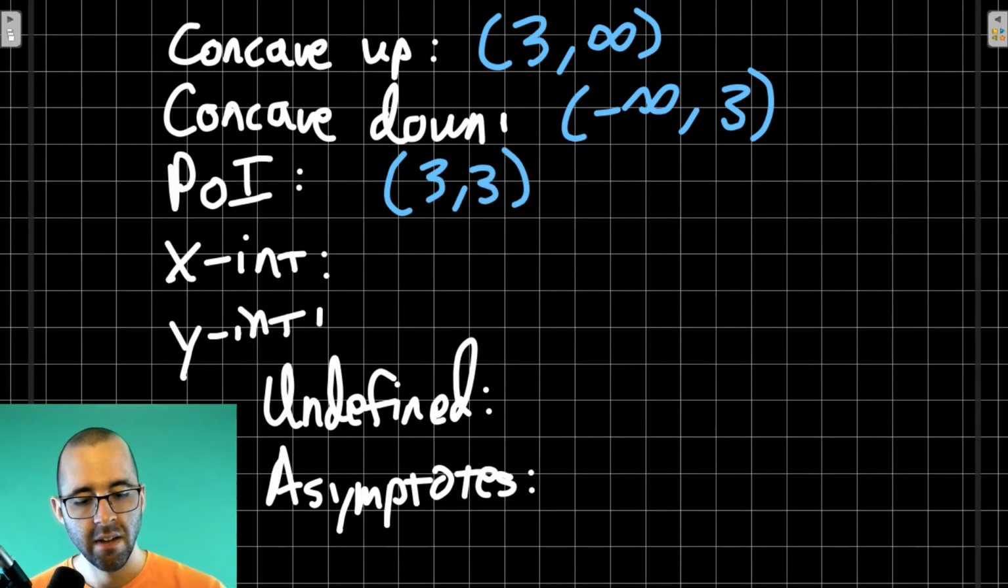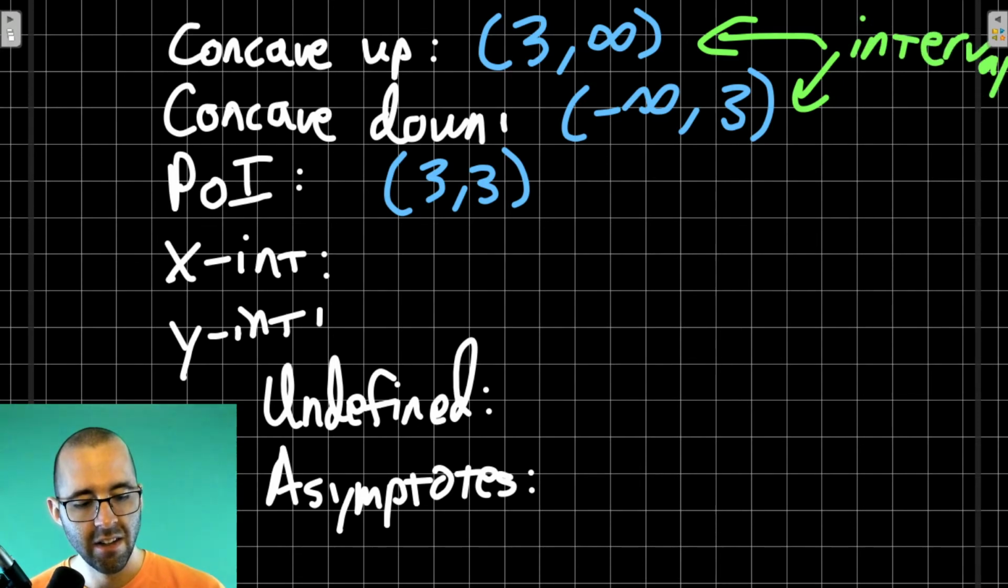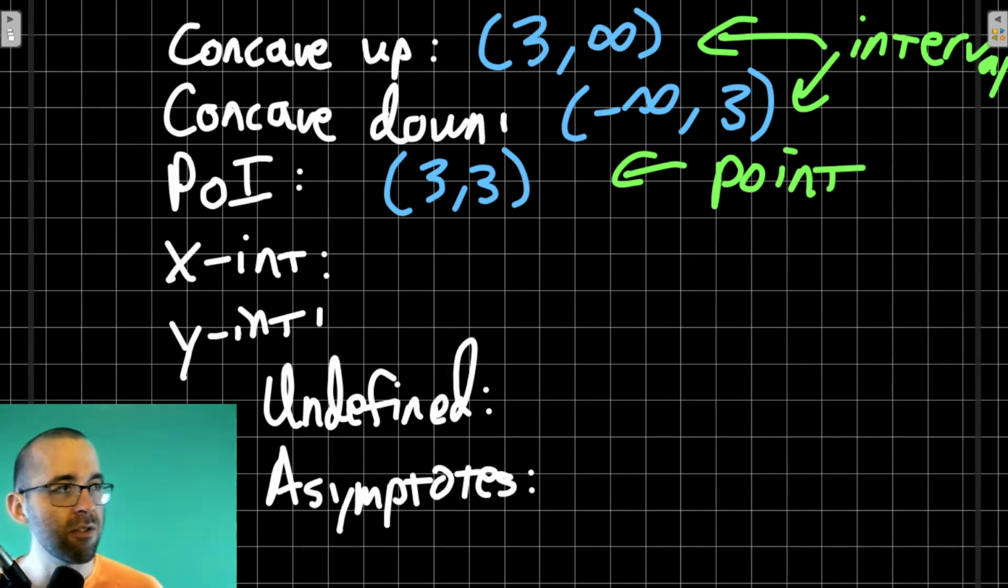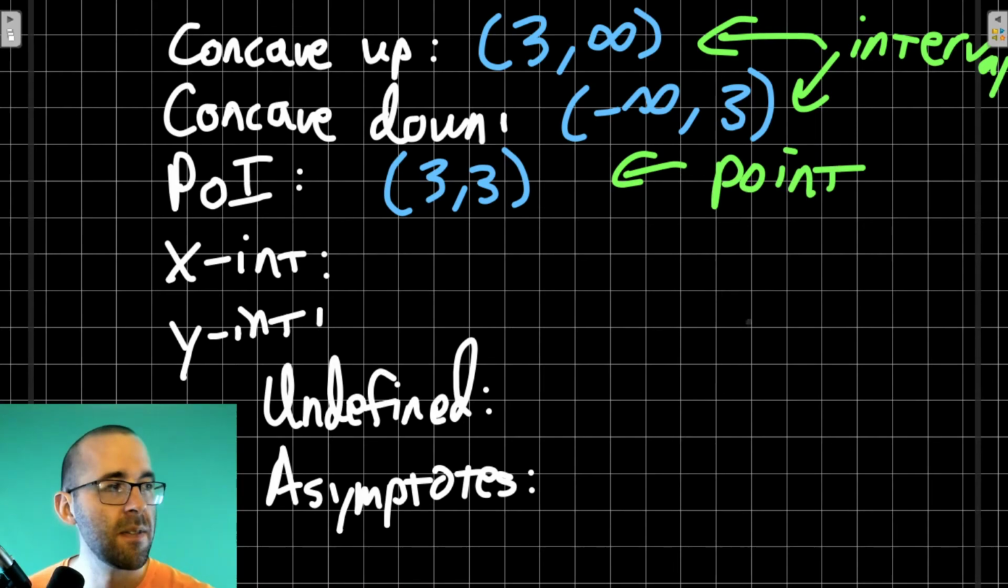And again, these right here are intervals. This is interval notation. This right here is a point. So be very careful, even though we use the same kind of notation for both of them. Now we just need to find our intercepts.